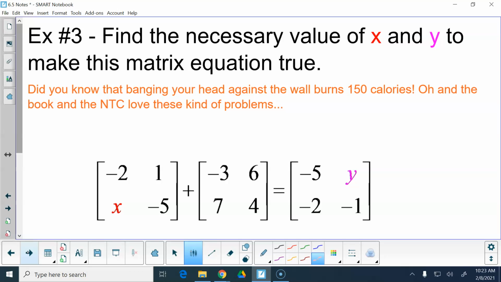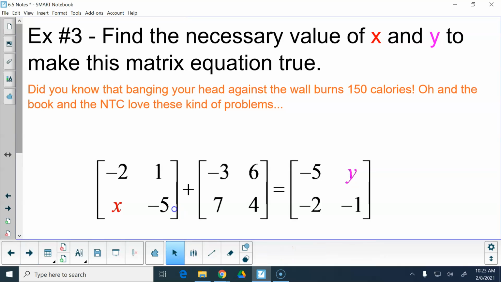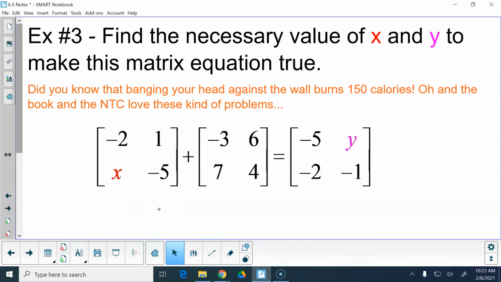NTC likes these problems, and back when we were out of the textbook also loved these type of problems. So I've kept them in there because NTC will possibly throw one at you on the final that you will have to take at the end of the semester.